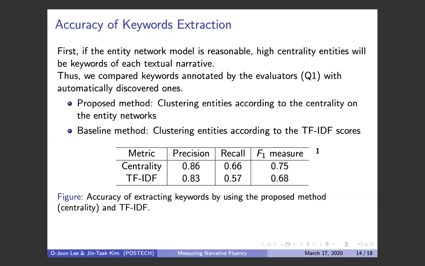In comparison, the proposed method outperformed the baseline method, but both of the methods commonly showed low recall. We assume the low recall was mainly caused because we did not put much natural language processing techniques. Therefore, the proposed method could not consider synonyms or hyponyms in the narrative text.